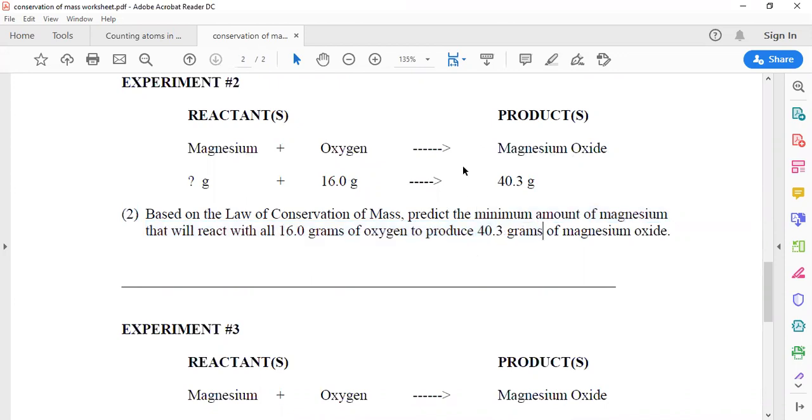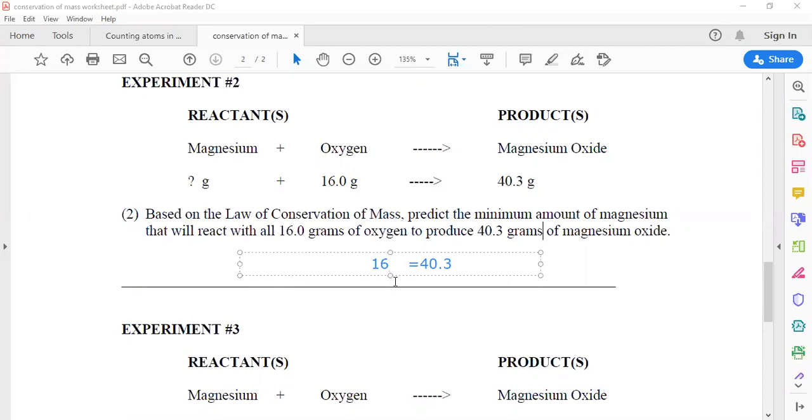So this is where your math skills come in really great. We're solving for X, pretty much all we're doing. Whatever we have, it must end or equal 40.3, right? All right, so that's easy enough. And then we know that the oxygen amount is 16.